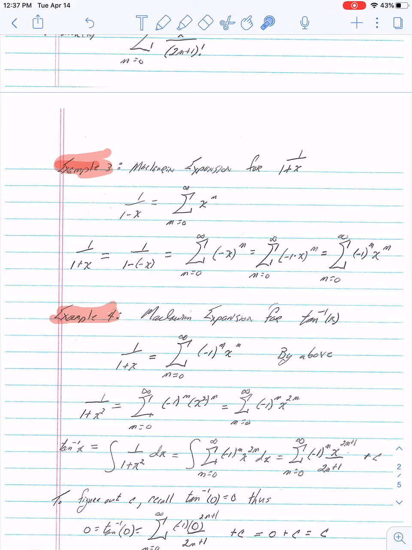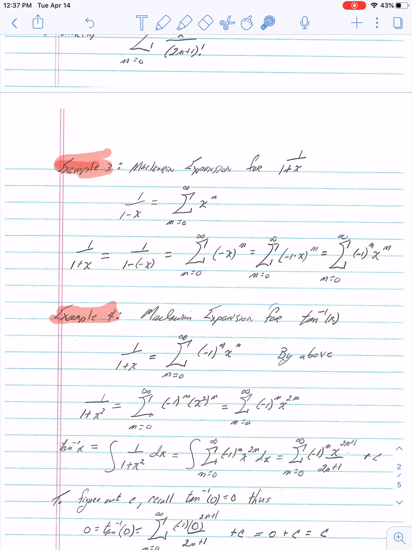So I get minus x to the n, and by the way, minus x is minus 1 times x, all to the n. Rules of exponents again, that's minus 1 to the n times x to the n, running from 0 to infinity. Guess what? I just did the Maclaurin expansion for 1 over 1 plus x. Isn't that slick?